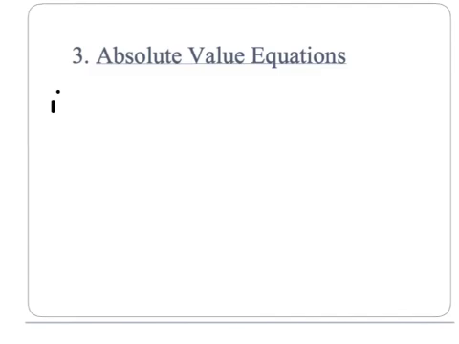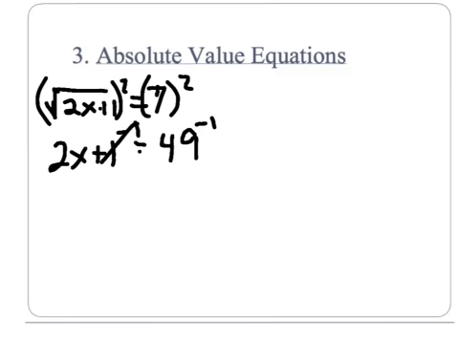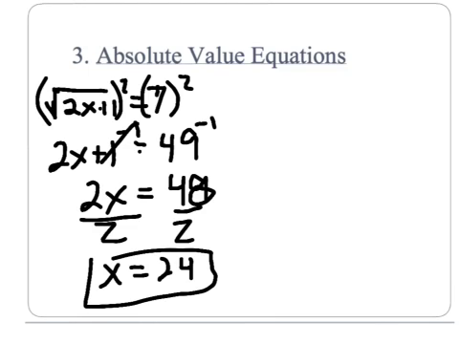For example, the square root of 2x plus 1 equals 7. Okay, we know how to solve that equation now. We know that we just square each side. We get 2x plus 1 equals 49. We subtract 1 from each side. Divide each side by 2. Sorry, that should be a 48. And we would get x equals 24. Okay, we know how to solve that.